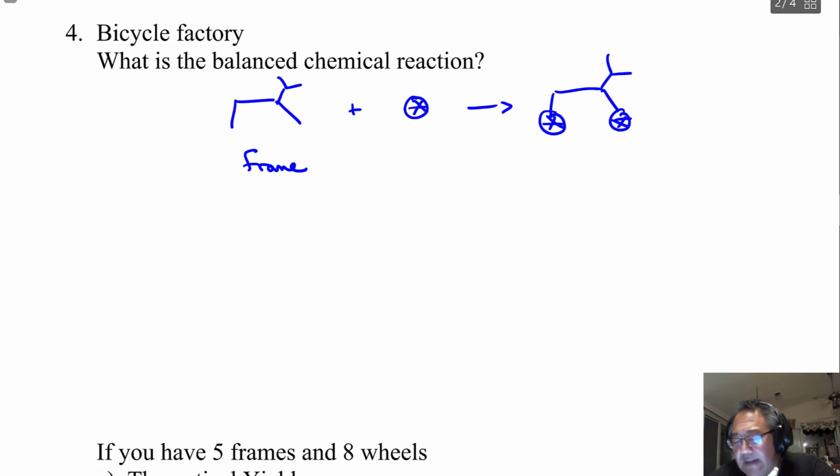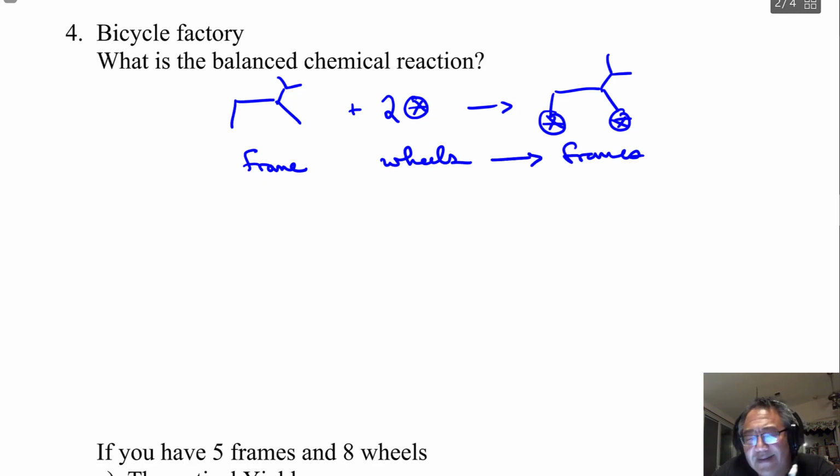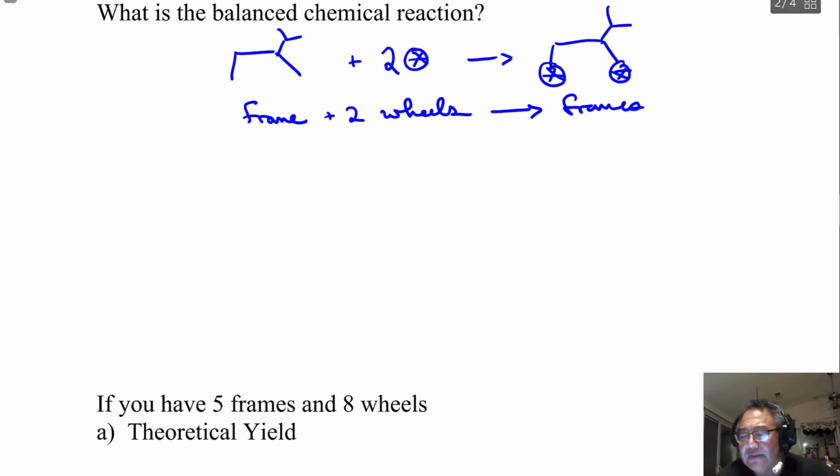Okay, I know it's horrible, but anyways. Here's the deal. That's not balanced, so I have to put a 2 here. So this is wheels, and this is frames. If I was to write this as a balanced reaction, it would look like this. And then I have reaction ratios. I have all kinds of reaction ratios that I can use.